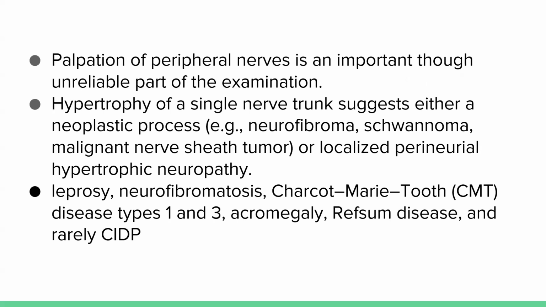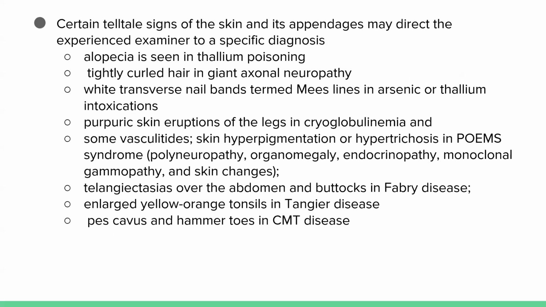So, physical examination: palpation can be used, although it is unreliable in some cases, like in leprosy, in inherited conditions like Charcot-Marie-Tooth, where you can find some thickened, hypertrophied nerve trunks, and also in neurofibromas, schwannomas, etc. There are some things on the skin and its appendages that can help the examiner narrow down the diagnosis. These are really, really rare things. Intoxication with thallium and arsenic, for example, can show up on the hair, alopecia, and on the nails.